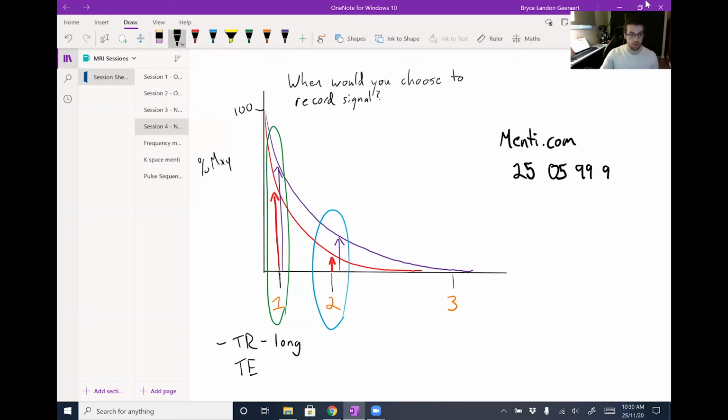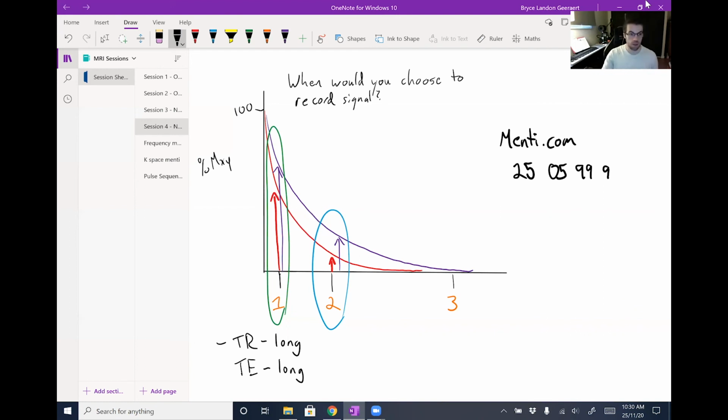And we want our TE to be long as well. Long, of course, is relative, but just remembering long TR and long TE for T2 weighted imaging helps me at least remember why we would be doing those things, as opposed to the opposite of a short TR and short TE, which will give us something else.